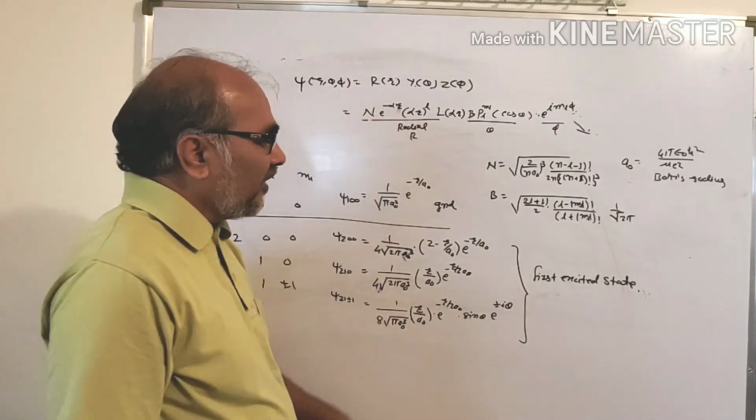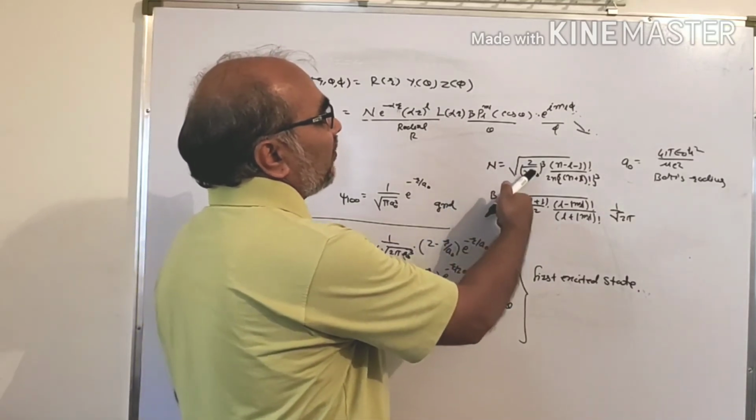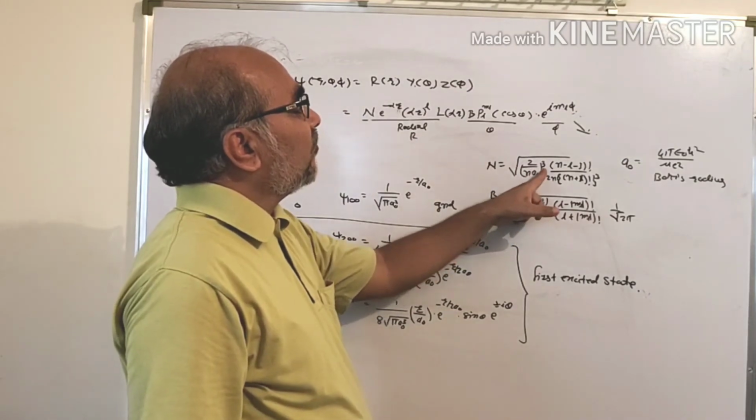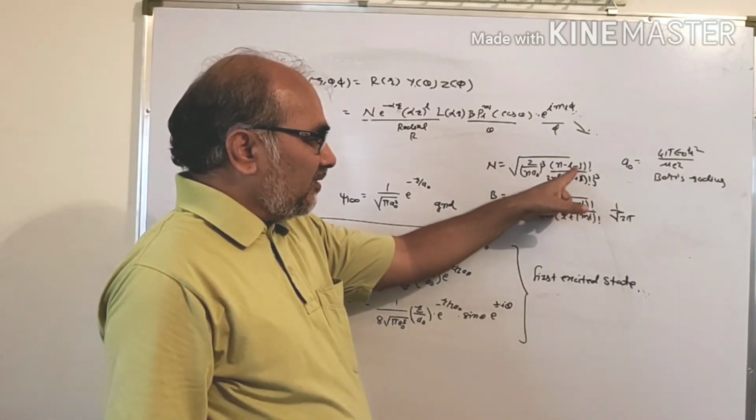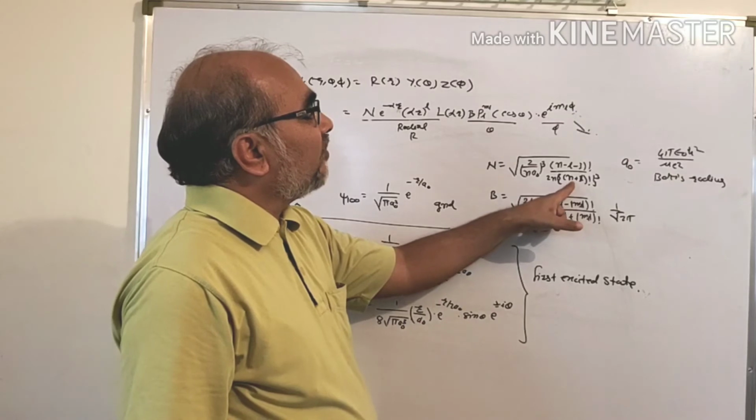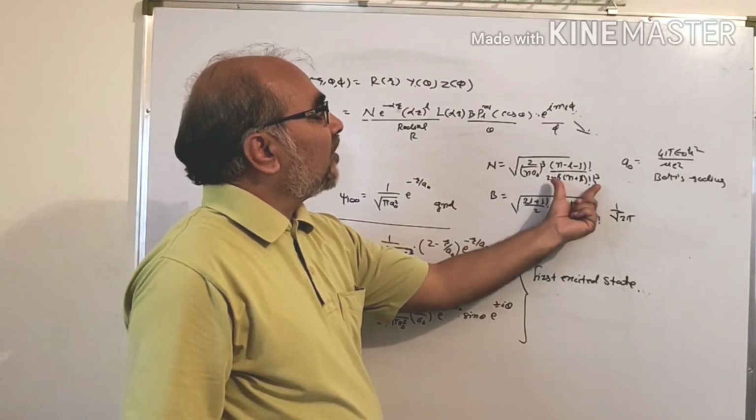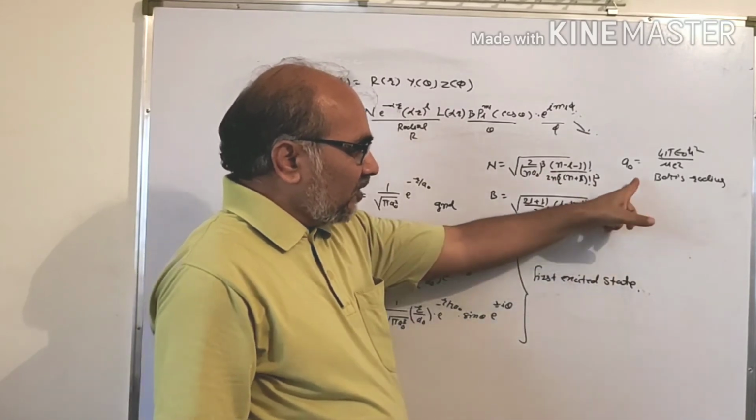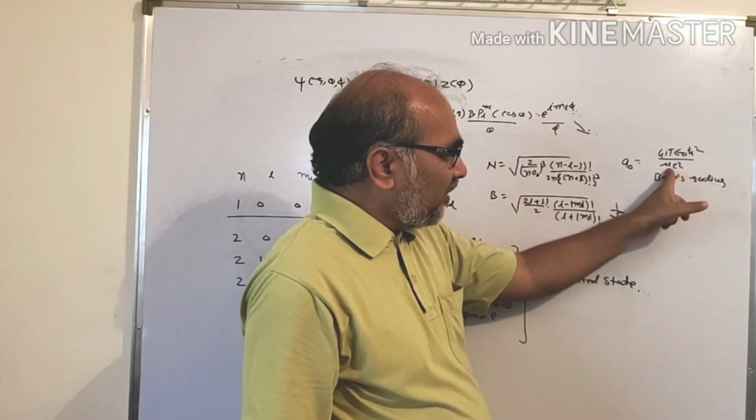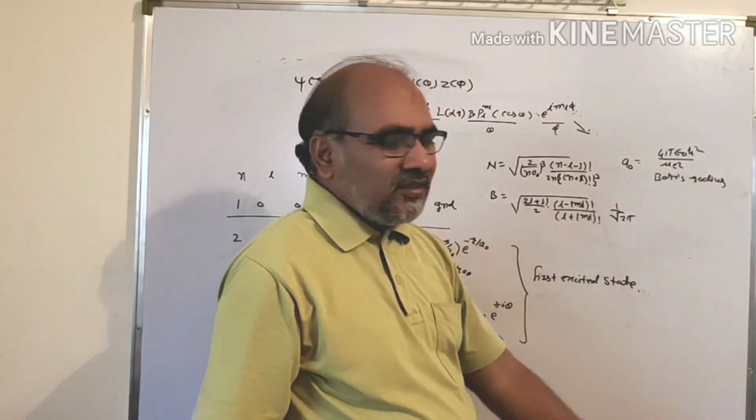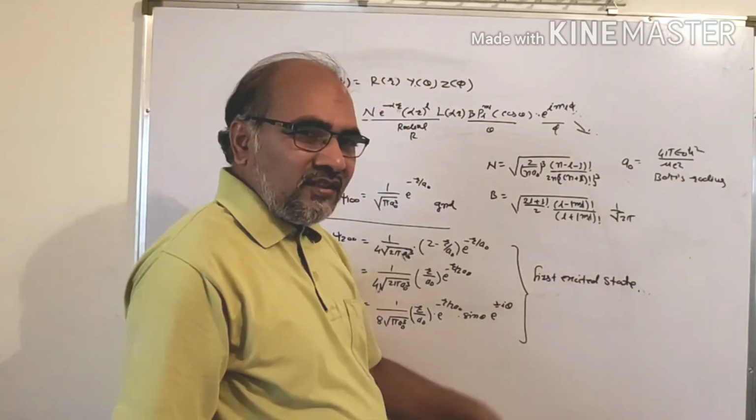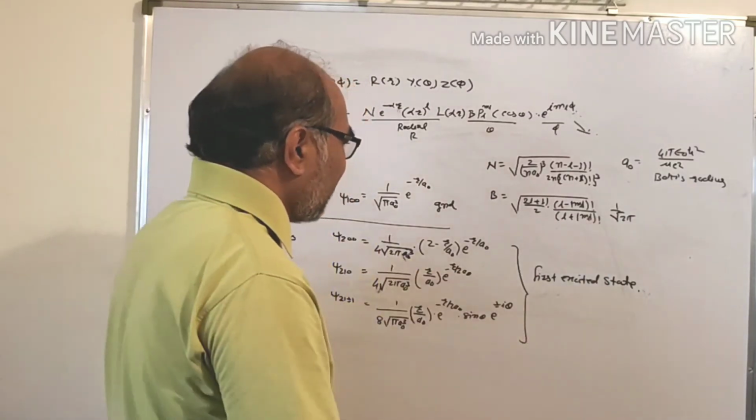But this value of N is given as N is equal to root of 2 divided by n a0 cubed, times n minus L minus 1 factorial divided by 2n times (n plus L) factorial, all raised to the power 3. Where this a0 is the Bohr radius, which is given as 4 pi epsilon naught h bar square divided by mu e square. So all this is written in terms of the Bohr radius.